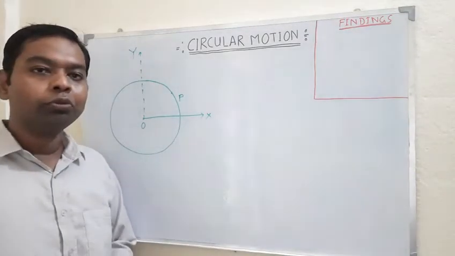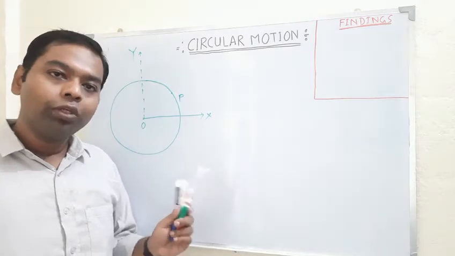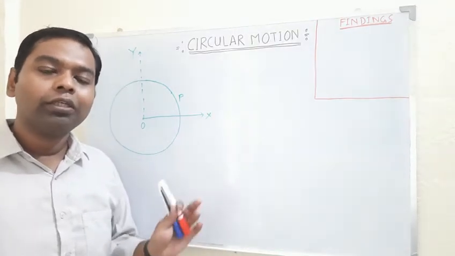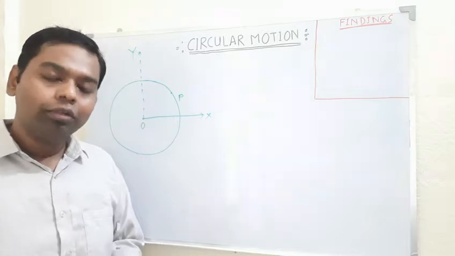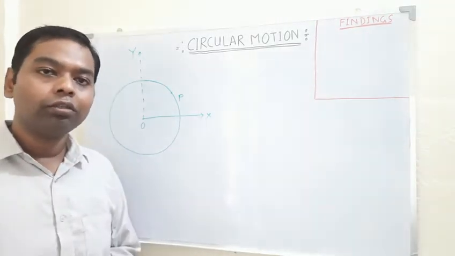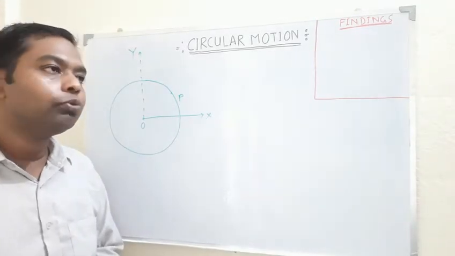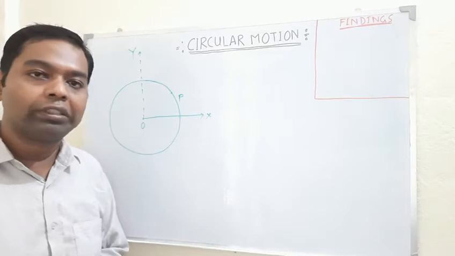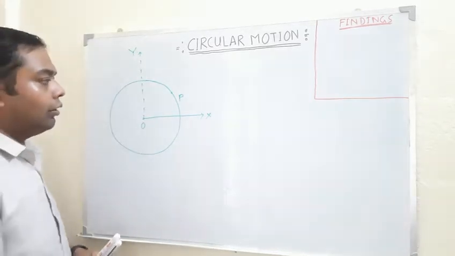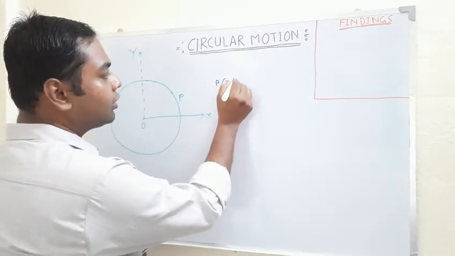Today we are going to talk about circular motion. This is equally important as motion of a particle in a straight line or a plane. Now if we can remember, while studying the motion of a particle in a straight line or in a plane, we have used the Cartesian coordinate system. We describe the position of a particle in terms of x and y.